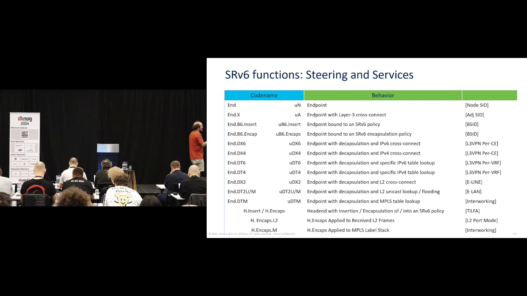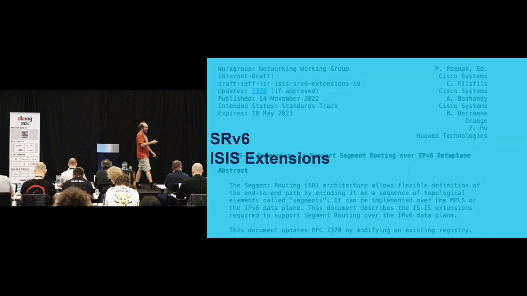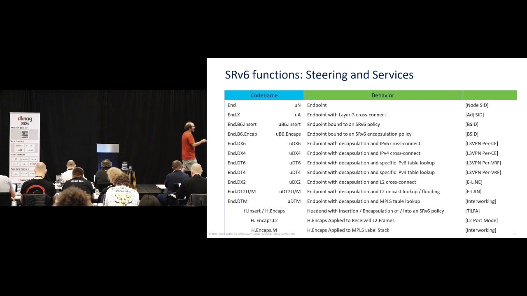In the RFC, there is a bunch of functions with a bunch of names, most of them starting with End, and this is really just to replace MPLS functionality in the current network. Something is for layer 2, for EVPN signaling, different behaviors for V4, V6, and different behaviors for the binding SIDs.